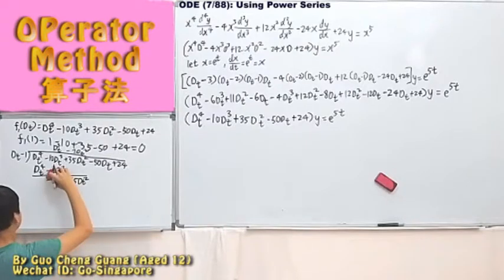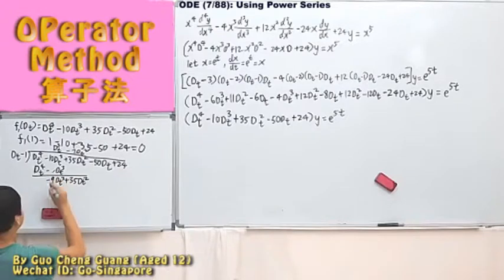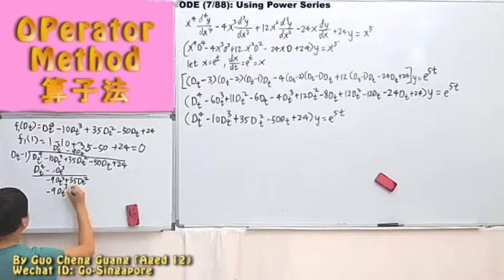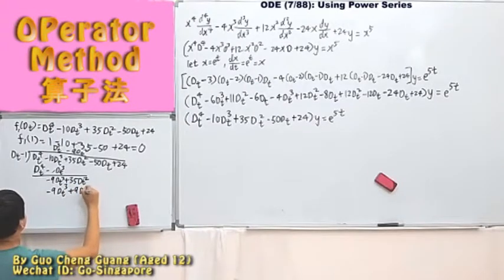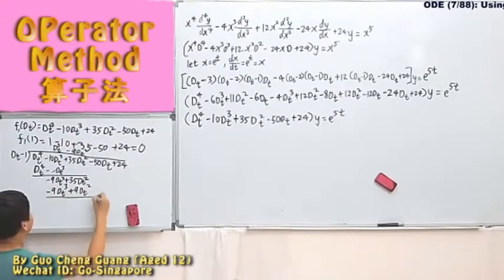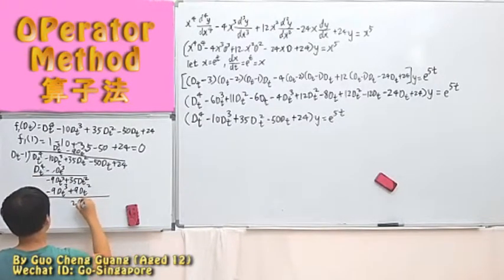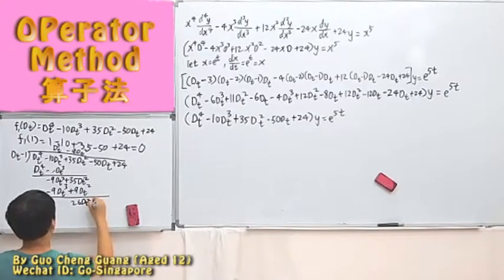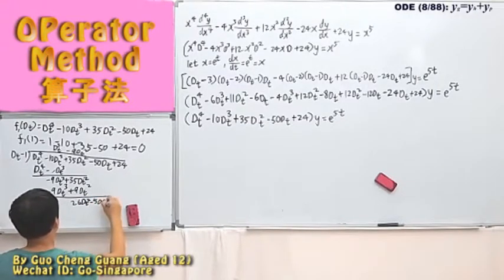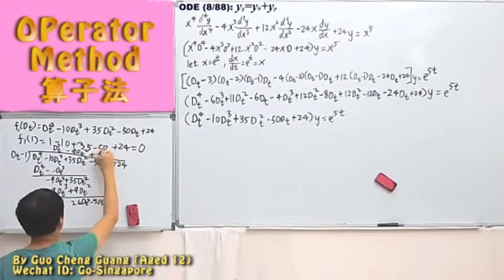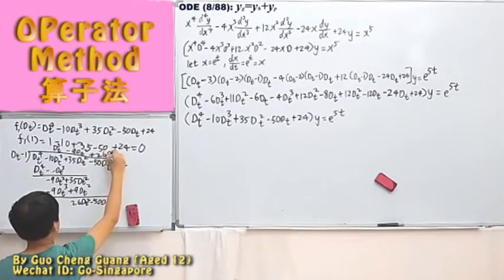Wait, here it's only like this. So that means here will be a negative 9. Then here's a negative 9. So you get negative 9 dt cubed, then add 9 dt square. Then after that, what you have will be 26 dt square. You subtract 50 dt, then add 26 dt.